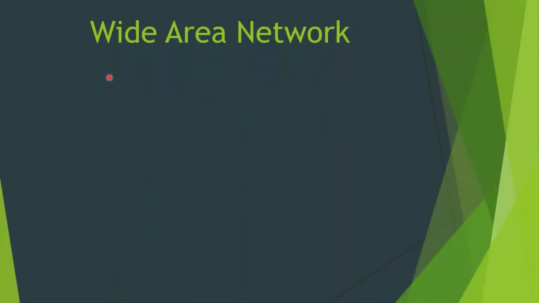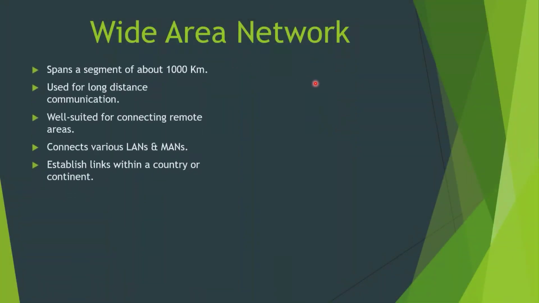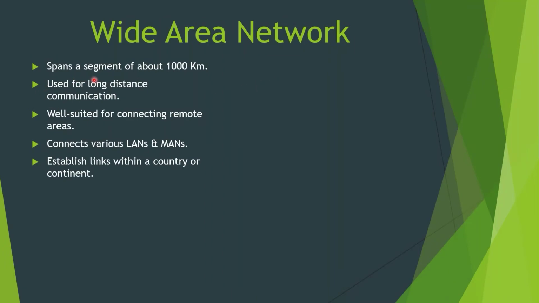Now next is wide area network. Wide area network spans a segment of about 1,000 kilometers. As the name suggests, wide, that means it covers a wide area, and that wide area is about up to 1,000 kilometers. It is used for long distance communication, that is even across the countries. It is well suited for connecting remote areas, that is the areas where we cannot go. We can connect those areas with the help of wide area network.